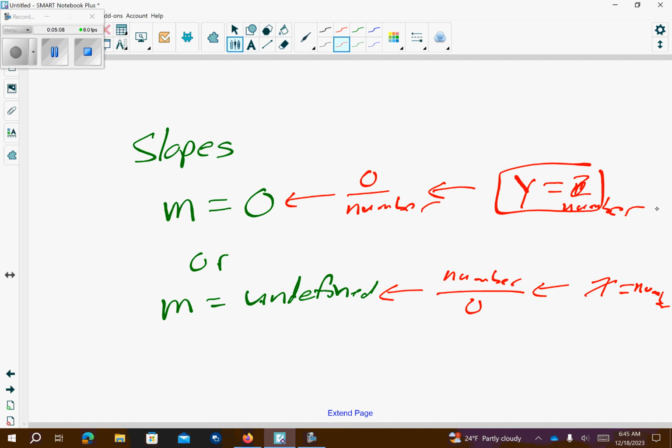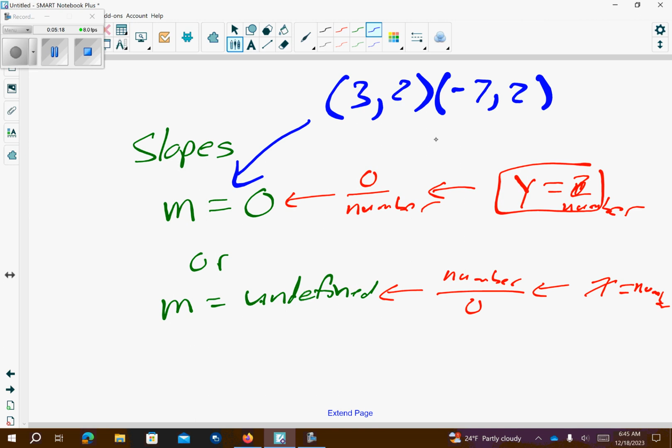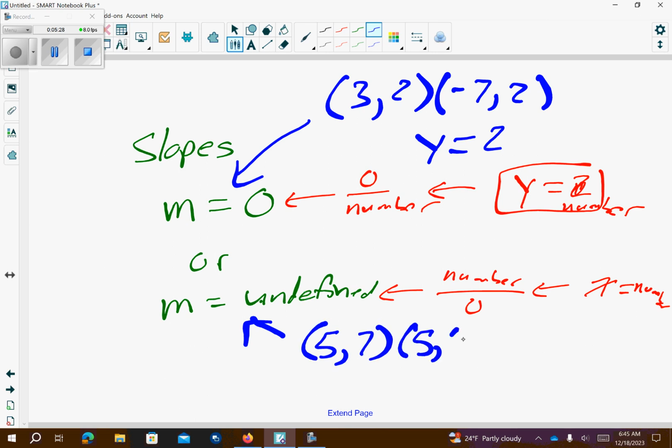So for an example of the top problem, this would be like if you had (3, 2) and (-7, 2). This just gives you an answer of y equals 2. The example of the other situation is if you had (5, 7) and (5, 4), this just becomes x equals 5. So those shortcut pretty nicely. That might save you some time on the problem.